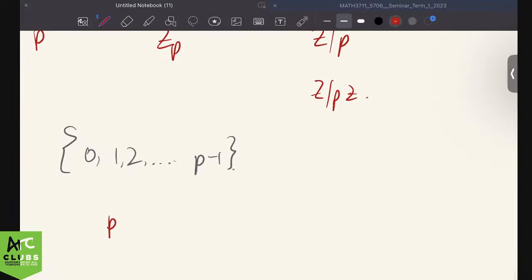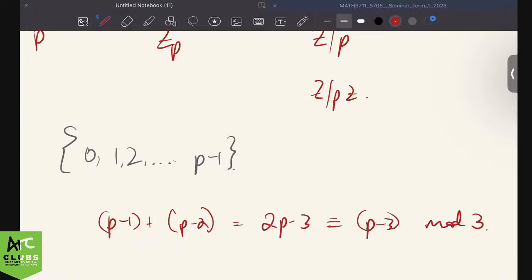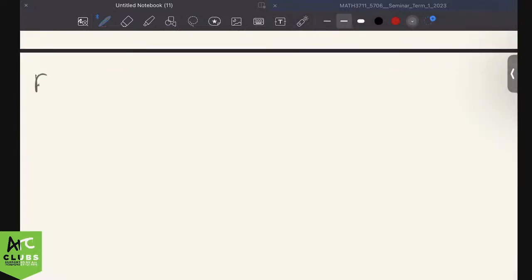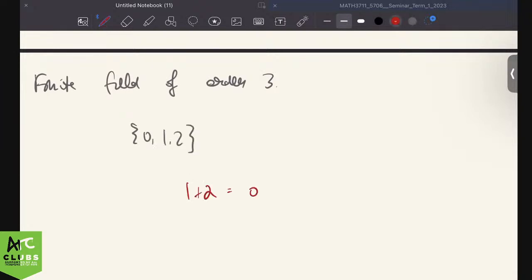So for example, p minus 1 plus p minus 2 is equal to 2p minus 3, right? Because we just do it mod p, this will be equivalent to p minus 3. So one common example is the finite field of order 3. It's just 0, 1, 2, and you've got things like 1 plus 2 equals 0, 2 plus 2 equals 1, and stuff like that. Basically, it's just modular arithmetic.